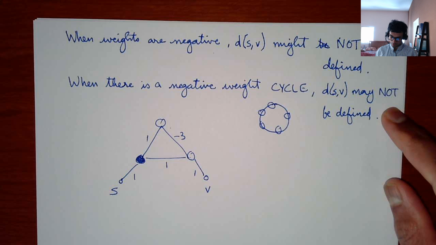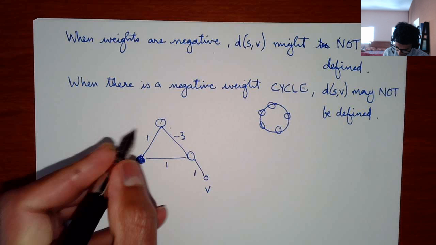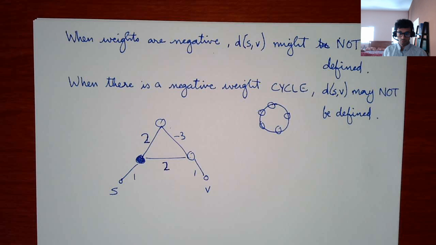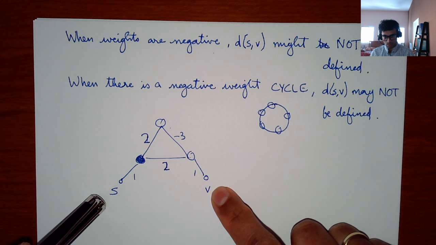You can have situations where the weights are negative, but there is no negative weight cycle, in which case distances are defined. So for example, if this was 2 and 2, then you don't have a problem, because the distance from S to V would be, you go 1 plus 2 is 3, minus 3, which becomes 0, and then you take that to go to 1. So in this case, the distance between S and V becomes 1.